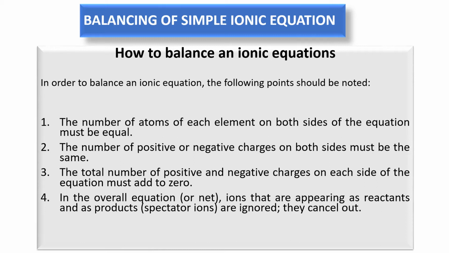And the fourth thing you need to know is that in the overall equation, the ions that are appearing as reactants and also appear as products must cancel each other out. So which means that if you have 4 molecules of water at the product side and you have 4 molecules of water at the reactant side, such will cancel each other out. But if it is ion, let's say 4 moles of sodium ion at the product side, 4 moles of sodium ion at the reactant side, since they are equal, they cancel each other out.